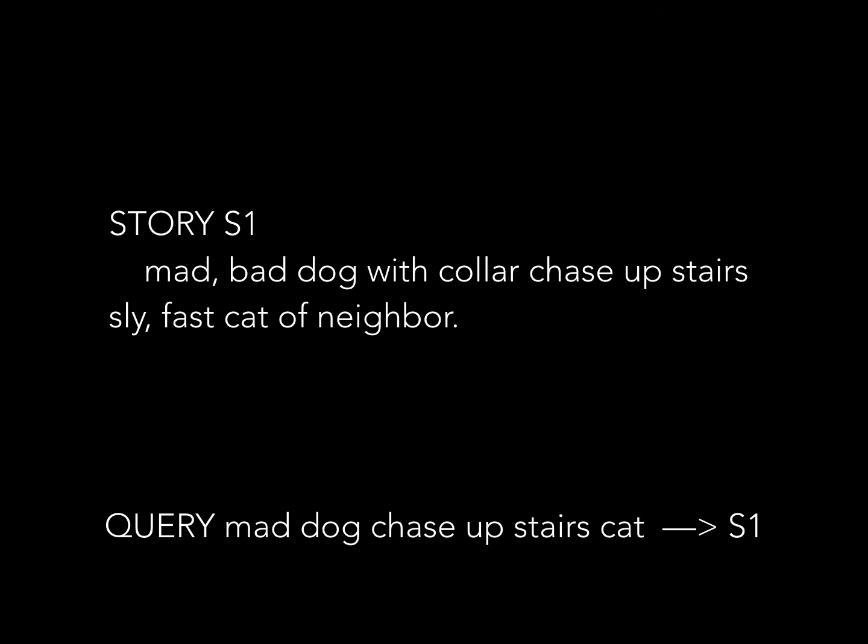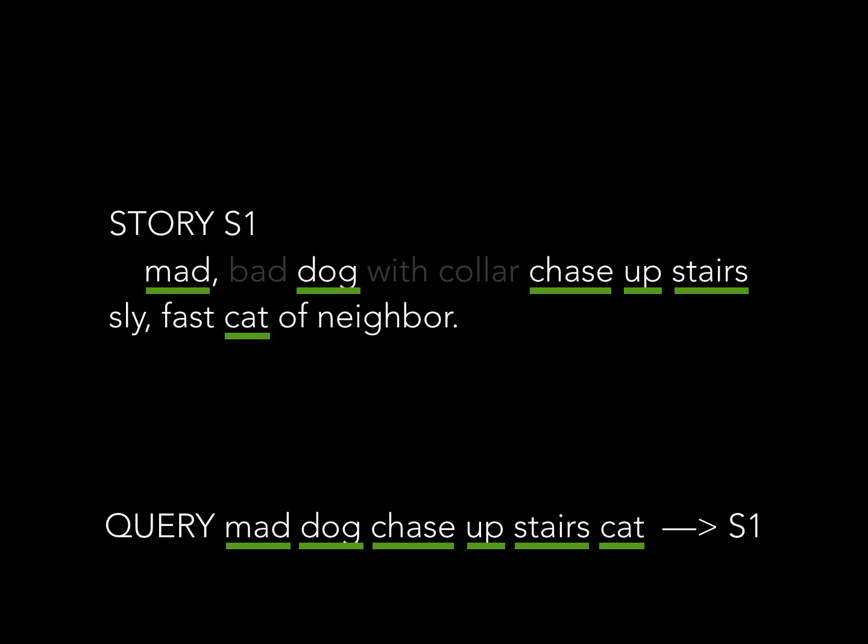In this more elaborate example, you can see that the words mad, dog, chase, up, stairs, and cat all occur in S1. The fact that the dog is also bad and has a collar, and that the cat is sly and fast and belongs to the neighbor is irrelevant for the matching engine. The grammar awareness is something that sets SN apart from a normal search engine. Just think how difficult it would be to achieve the same result with, say, regular expressions, which are not aware of the functions of words in a sentence.